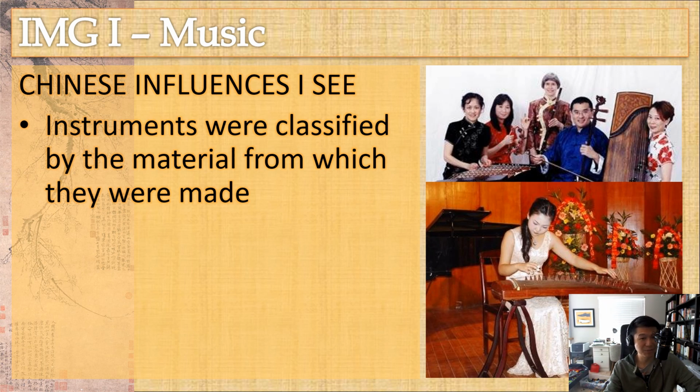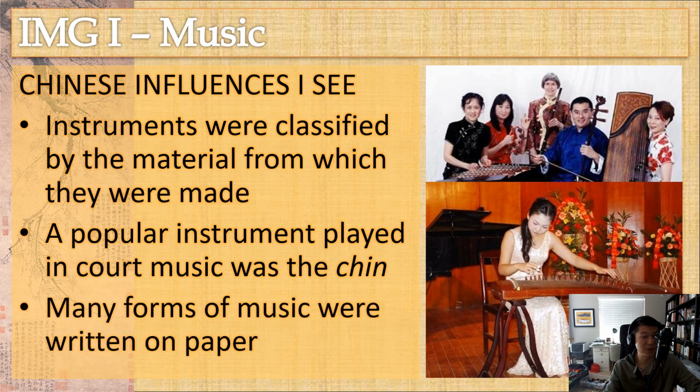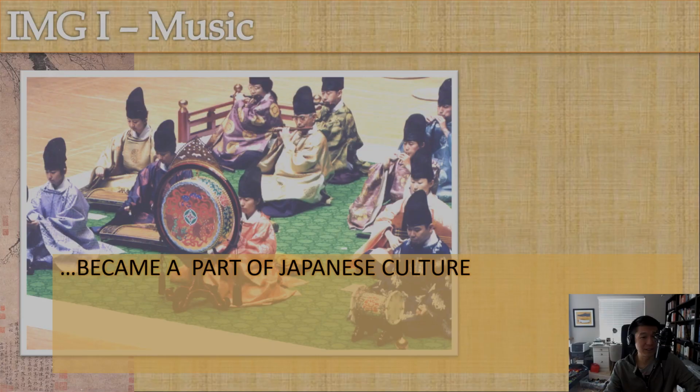Furthermore, we go on to image I, and lastly, the music from Chinese influences, whereby instruments were usually classified in China from the materials from which they were made. A popular instrument in the court was known as the qin, which is actually what you saw in the video and probably heard from it if you were able to access the video. Not only that, but forms of music were written on paper, another Chinese innovation.